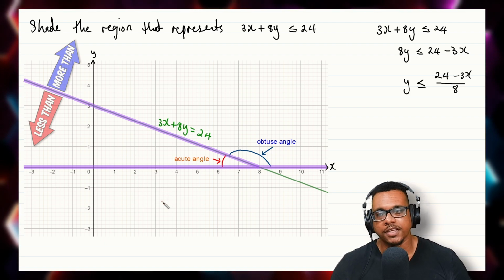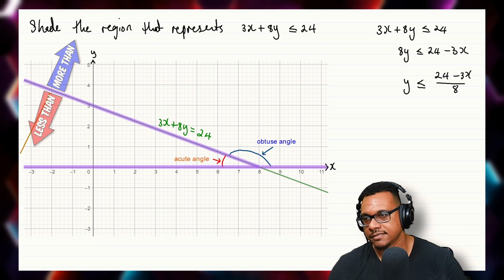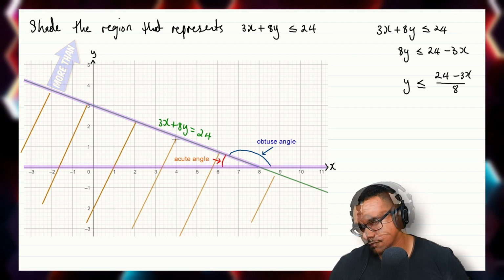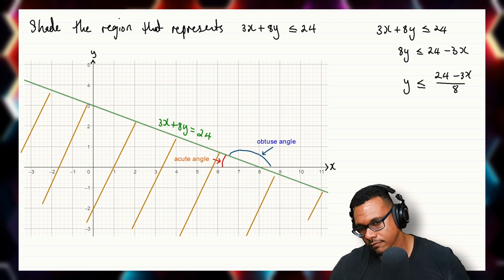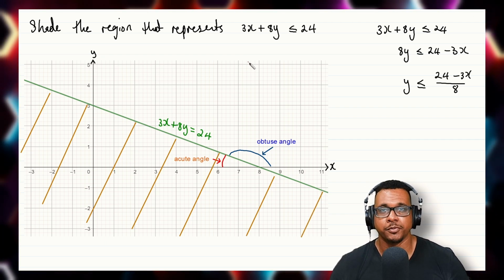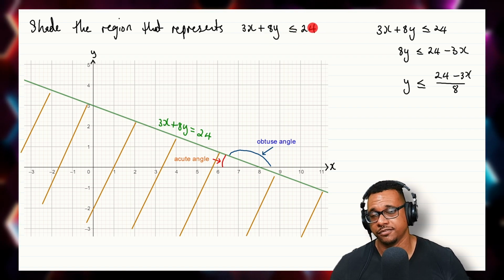Okay, so we'll be shading below the line. So let's draw some lines like this, and this would represent your shading. And of course, we have shaded the region representing 3x plus 8y is less than or equal to 24.